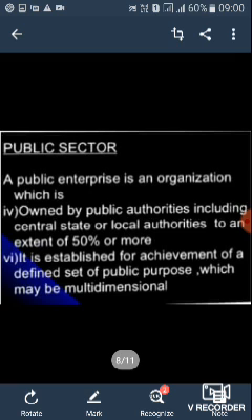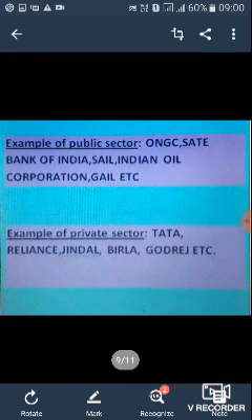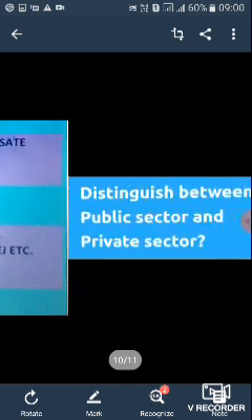And apart from that, we have a number of public sector companies. Examples of public sector: ONGC, State Bank of India, SAIL, Indian Oil Corporation, GAIL, etc. And examples of private sector: Tata, Reliance, Jindal, Birla, Godrej. These are the big names that you already know. So these are all private sector, and the ones above are public sector. This you must have done in your standard 10, but we have done just a revision here.